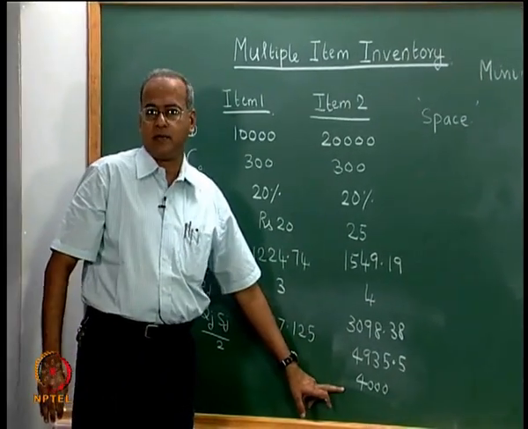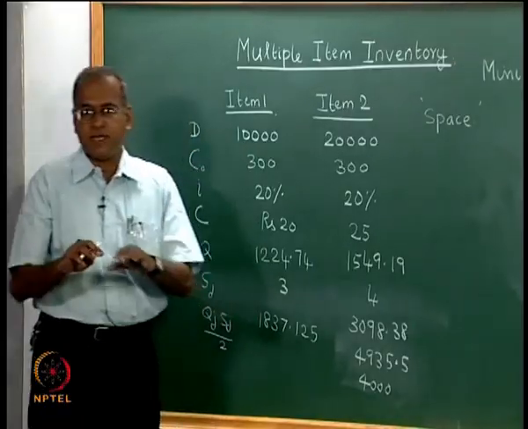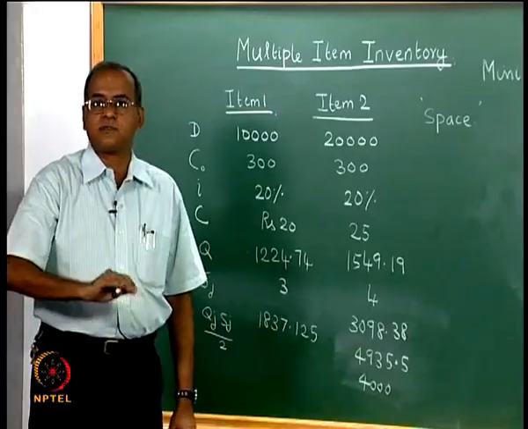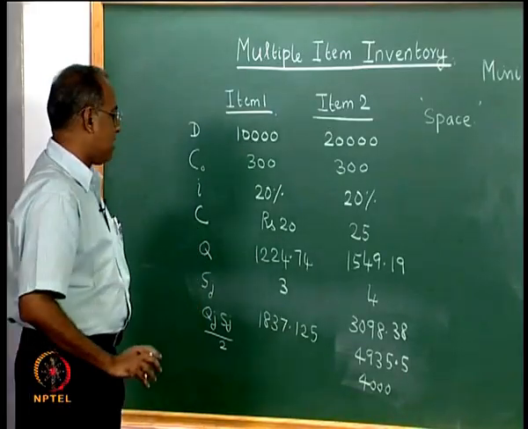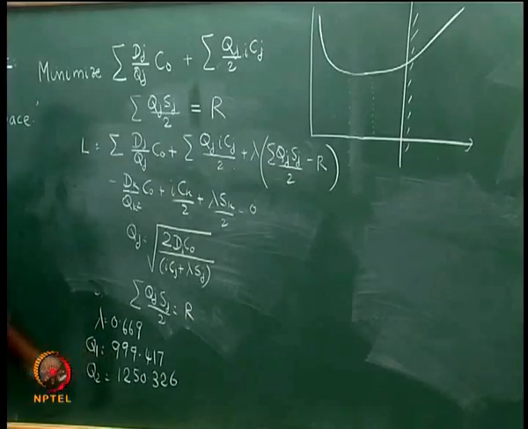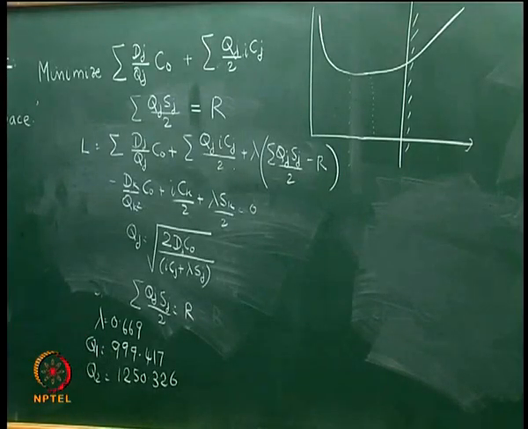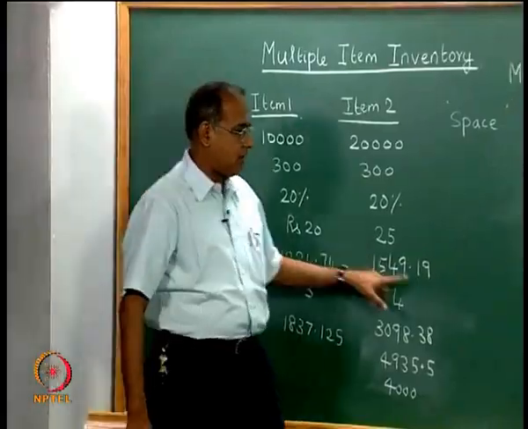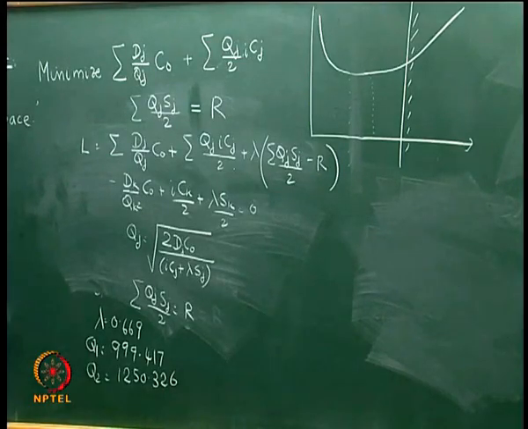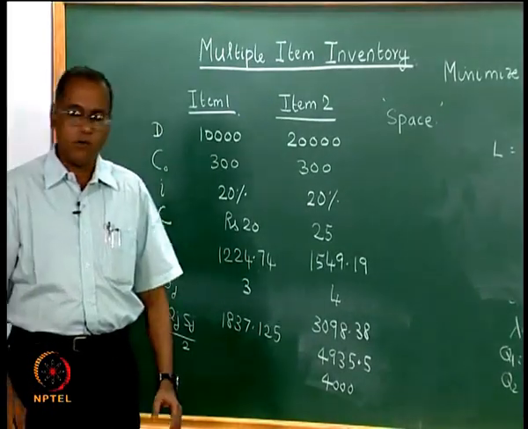is higher than the available space. Since the available space is lesser, a restriction on the space will only reduce the ordering quantities. So, order quantity will reduce from 1224.74 to 999.417 and from 1549.19 to 1250.326. So, we have seen three types of constrained inventory problems till now.